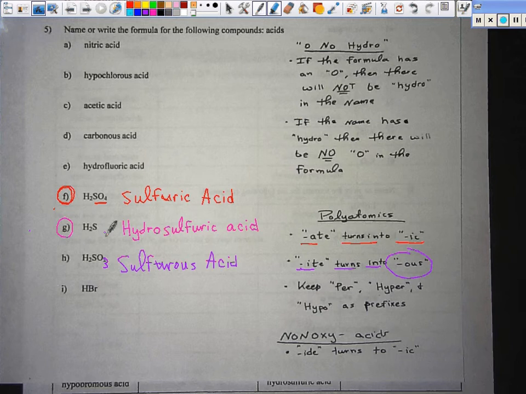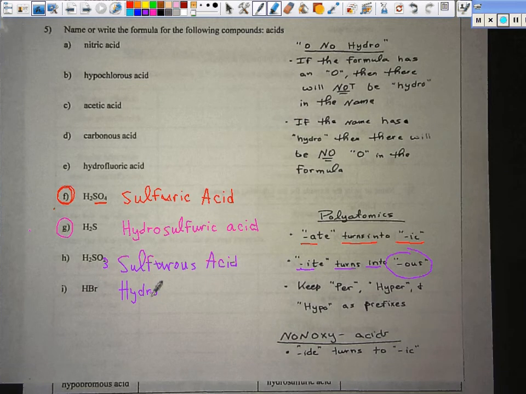All right. So hydro. Then the name of the second element with ic as the ending. What is Br? Bromine, so it turns to bromic. Very good. So hydrobromic acid.